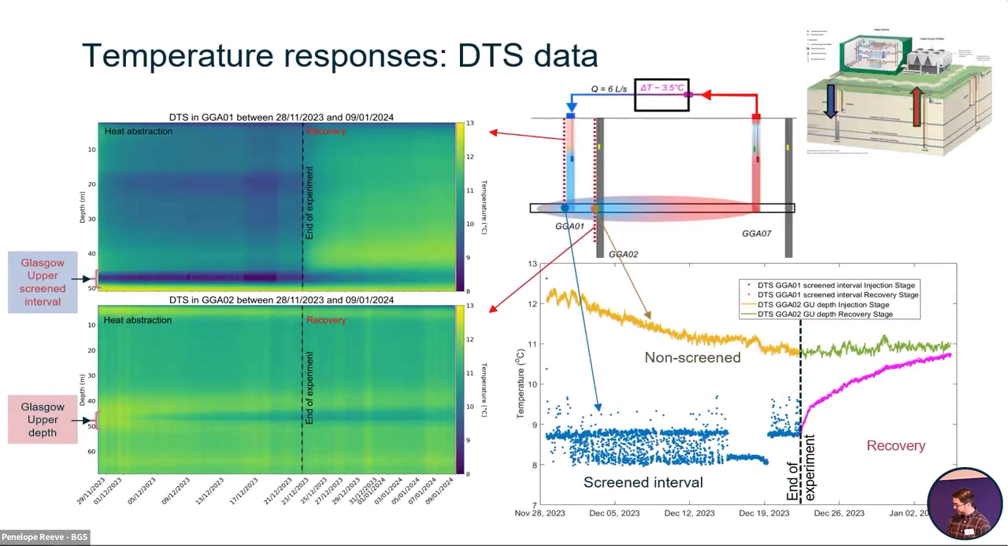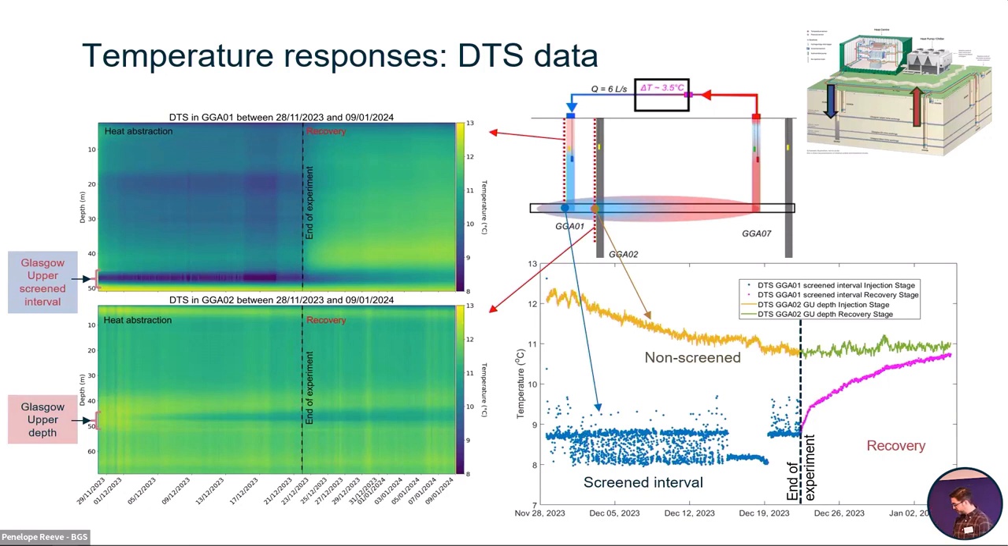This is some data from the DTS cable. This is data from GJ01 and GJ02, which is 10 meters from the injection well. You can see the change in temperature over time. The blue colors are colder, and you can see the level of the Glasgow upper where the screen interval is. The water flowing into the mine is getting colder, around 8.59 degrees. When the experiment stops, you can see more green and yellow colors. There is some kind of recovery of the temperatures around the well.